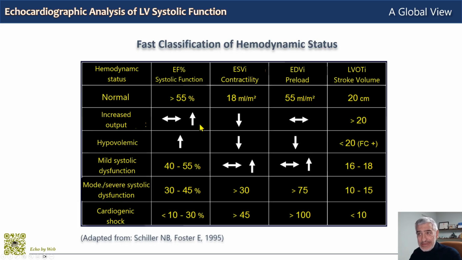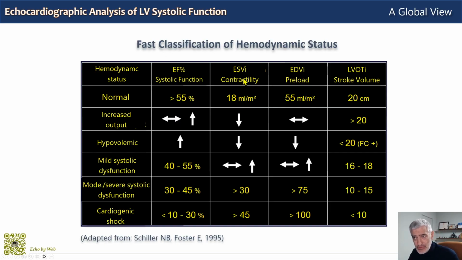So what you obtain here is that if you put together, you integrate these numbers, you can estimate quite reasonably a normal hemodynamic status, increased output, hypovolemia, moderate to severe systolic dysfunction, and cardiogenic shock. So in a normal subject, the ejection fraction will be above 50 to 55. You will have an end-systolic volume index of around 18 milliliters per square meter. The preload will be around 55 milliliters per square meter, and your LVOT velocity time integral will be 15 to 20 centimeters.